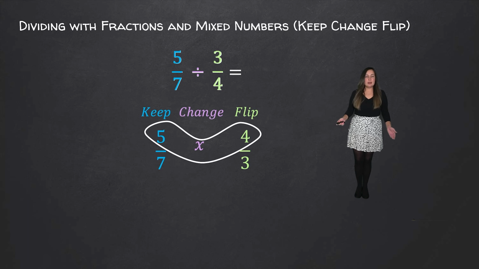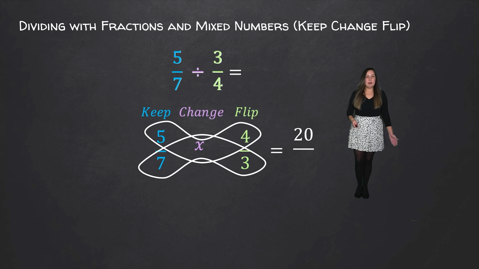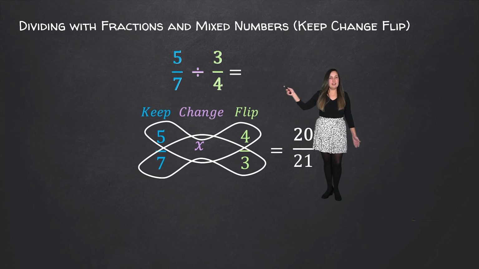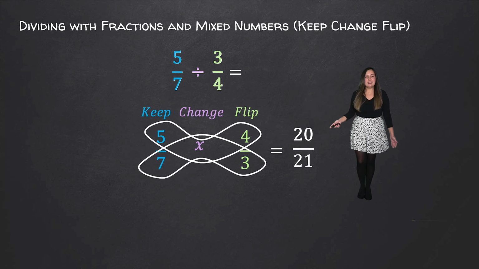So numerator times numerator, 5 times 4 is equal to 20. And then denominator times denominator, 7 times 3 is equal to 21. So 5 over 7 divided by 3/4 is equal to 20 over 21.